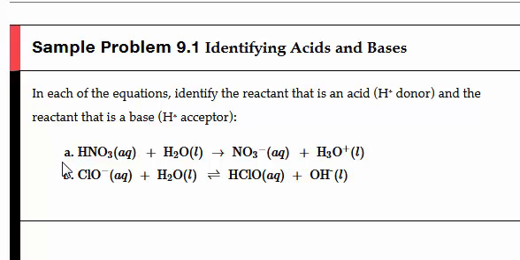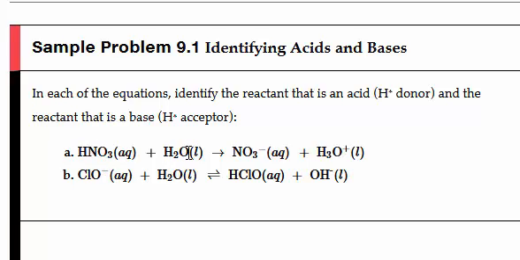Looking at A, we want to remember that the proton donor or the acid is going to be the one who from left to right loses a hydrogen and becomes more negative in its charge because it's lost that H+. Both of our molecules are neutral on the left. If I look at nitric acid on the left and on the right I have nitrate, it has lost its proton. There is one less hydrogen in the formula and the charge is more negative. So the proton donor is nitric acid.